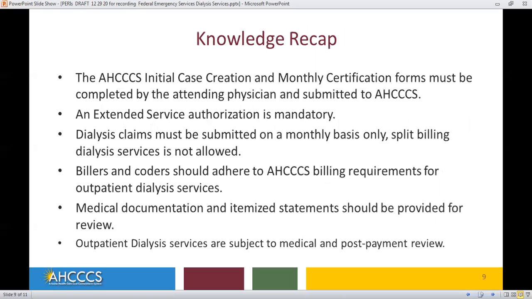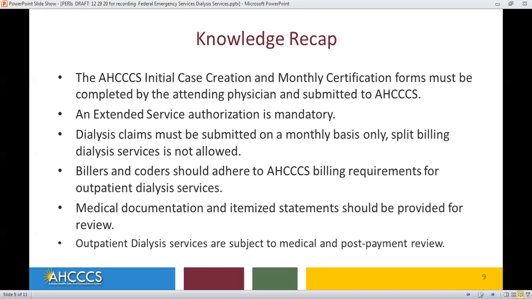So let's do a knowledge recap. The Access initial case creation and monthly certification forms must be completed by the attending physician and submitted to Access. An extended service authorization is mandatory. Dialysis claims must be submitted on a monthly basis only. Split billing dialysis services is not allowed.